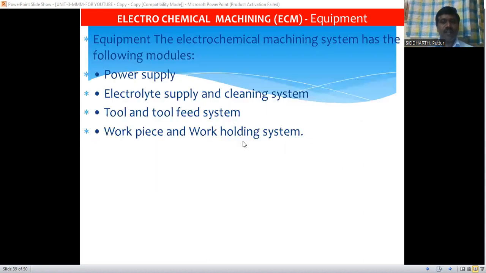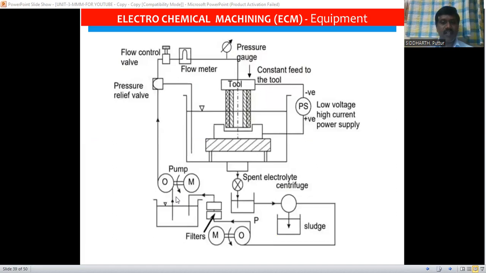Next point is the electrolyte supply and cleaning system. This is the electrolyte container, and from here we supply the electrolyte towards the tool. Between the tool and workpiece, we have to maintain a small gap. That is the inter-electrode gap.